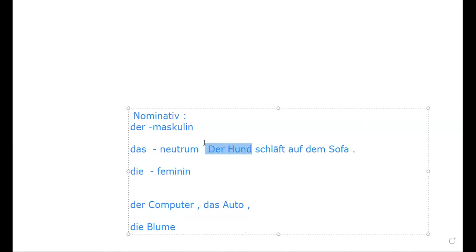What is the subject in the sentence? We find out the subject in the sentence with the help of the nominative case. For example, if you want to see more nominative cases, one example is das Auto. Das is like the definite article in English. Das Auto means the car, the computer, the flower.